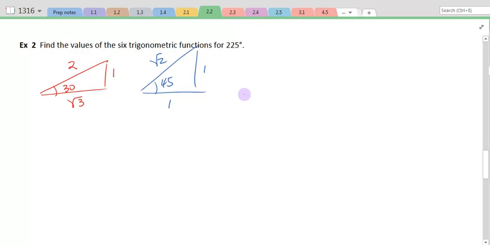If I have a 60-degree triangle, my short leg again is 1. The long leg is the square root of 3. This is for 60 degrees. And the hypotenuse is 2. That's how this breaks down. For the 30, 60, 90, the short leg is always 1, the long leg is always the square root of 3, and the hypotenuse is always 2.